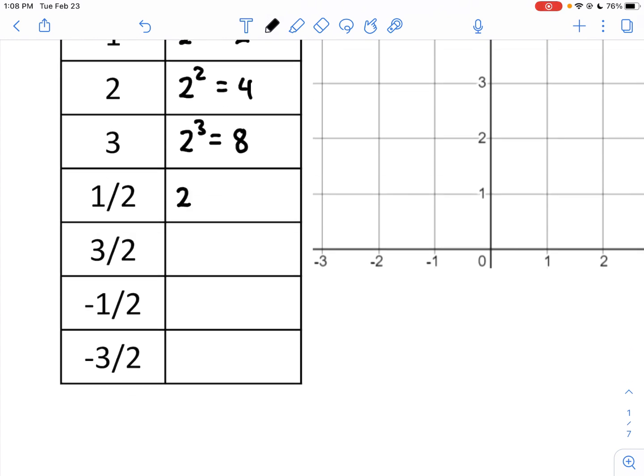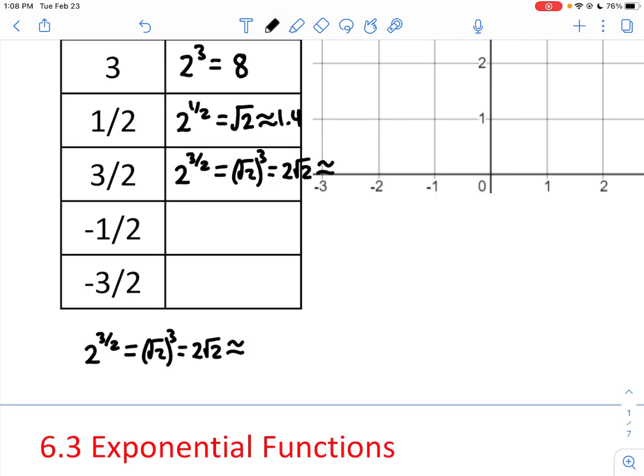For example, 2 raised to the 1/2. That's the same thing as radical square root of 2, which is about 1.4 when you reach for a calculator. 2 raised to the 3/2. This means to do the square root of 2, but then cube the result. So it's radical 2 times radical 2 times radical 2, which can be written as 2 radical 2's, which is about 2.8.